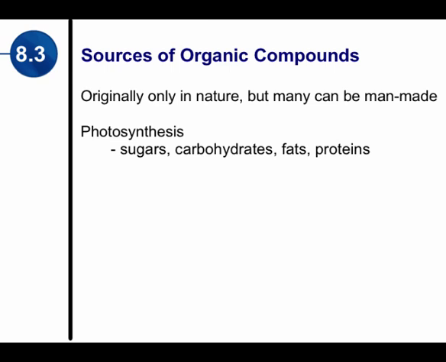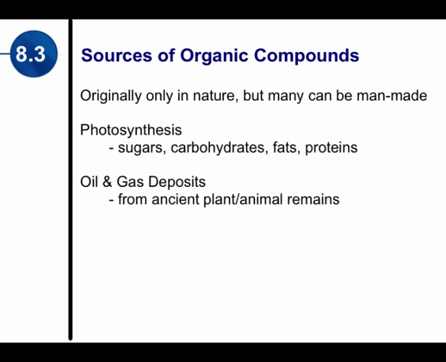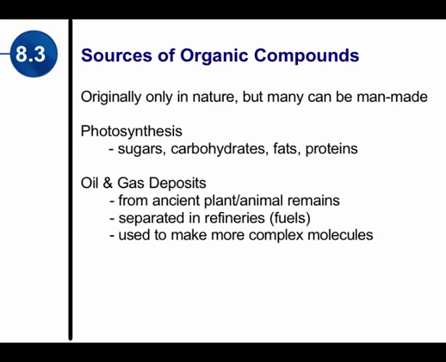Now, over time, these organic compounds, these plants, may actually become oil and gas deposits. And many of our oil and gas deposits now are a result of old plants and animals that died many thousands or millions of years ago. What we're doing is taking them, refining them, and separating them into our fuel sources, different types of fuels. And this is what's done at an oil refinery. This is how we get fuel for our cars or how we get propane. They're all done at a refinery. And once they're separated in the refineries, they can then be used to make more complex molecules, such as plastics, a component that comes from refineries.